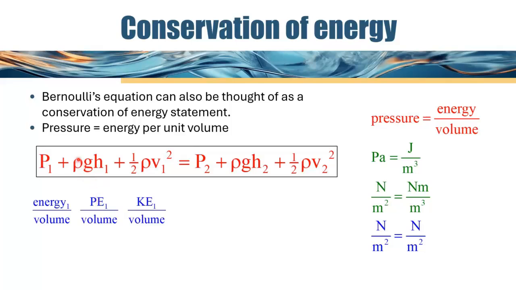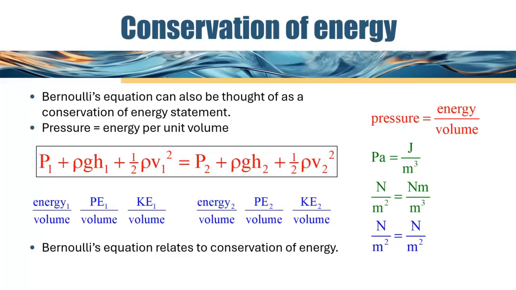Potential energy is normally mgh, where m is mass, but density is mass per unit volume. So this is like mgh over the volume. Kinetic energy is 1/2 mv squared. Density is mass over volume, so it's 1/2 mv squared over the volume. And the same thing for the other side, that these are energy statements, potential and kinetic energy statements at point 2. So the takeaway here is that Bernoulli's equation really is a conservation of energy statement. And that's going to help us in our next lesson.